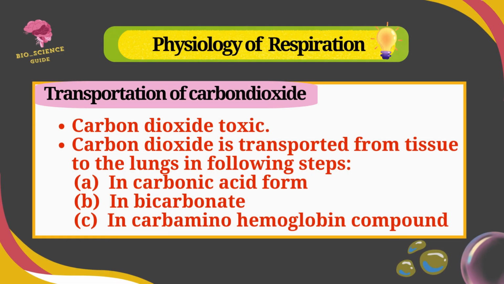In the transportation of carbon dioxide, the carbon dioxide which is produced on the oxidation of glucose as the product of internal respiration is highly toxic and it is released out of the body. The transportation of carbon dioxide from tissue into the lungs takes place in the following forms: carbonic acid, bicarbonate, and carbamino hemoglobin compound.